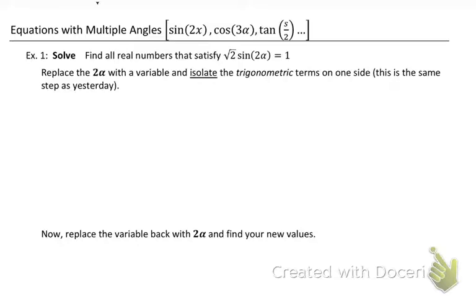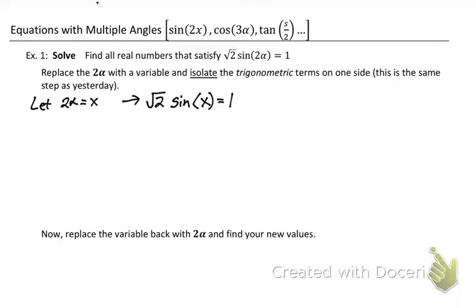So I'm giving you a hint that sometimes it's nice to just replace 2 alpha with just x or something. So what I'm going to do right off the bat is say, let's make this easy on myself, and I'm going to let 2 alpha equals x. That's going to make your life easier because now we're going to have square root of 2 times sine of x, instead of 2 alpha, equals 1. Your job is to pretend this is just a normal sine equation, just like we did yesterday, just like we're doing today. That is your job. Forget about the stuff on the inside of the parenthesis. It'll take care of itself later. Right now, just forget about it.